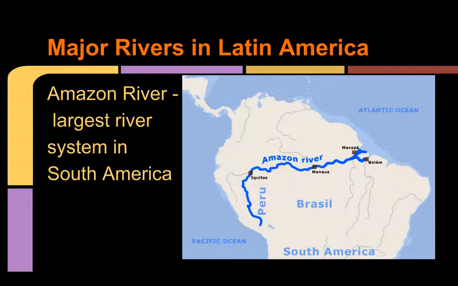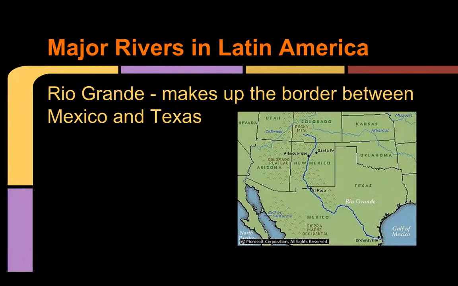It's the longest river, and this is not a good map to show this, but it has hundreds of smaller rivers that join it. And in some areas it's large enough to carry ships, kind of like the Mississippi River, where you can put barges and stuff down it. They can carry goods in and out of the Amazon River. The next river is the Rio Grande, and it makes up the border between Mexico and Texas, and you can see it actually goes up into New Mexico and into Colorado.